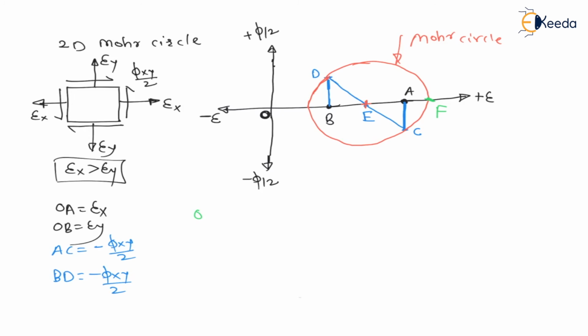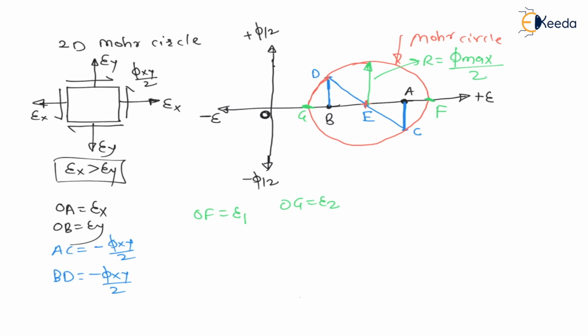Now O to F is nothing but the major principal strain. The left extreme point on the Mohr circle, let us say it is G. Now O to G is nothing but the minor principal strain, and the radius of Mohr circle is nothing but phi max, that is maximum shear strain, divided by 2, phi max by 2. This is important. The radius of Mohr circle is phi max by 2 for strain analysis.